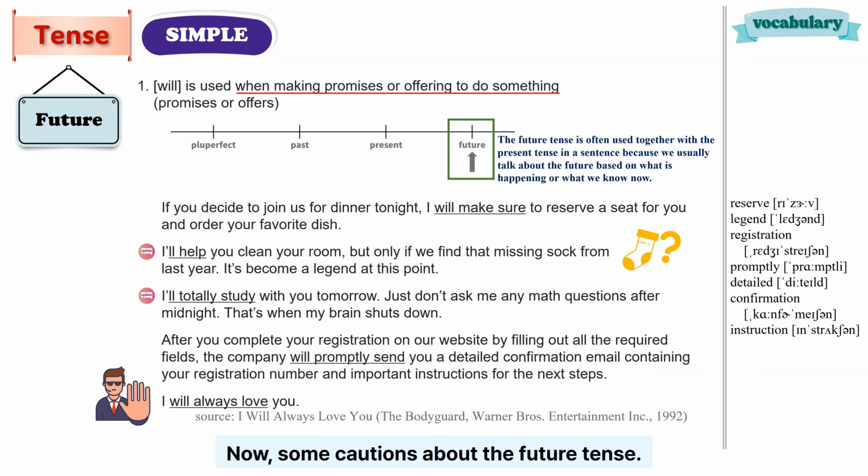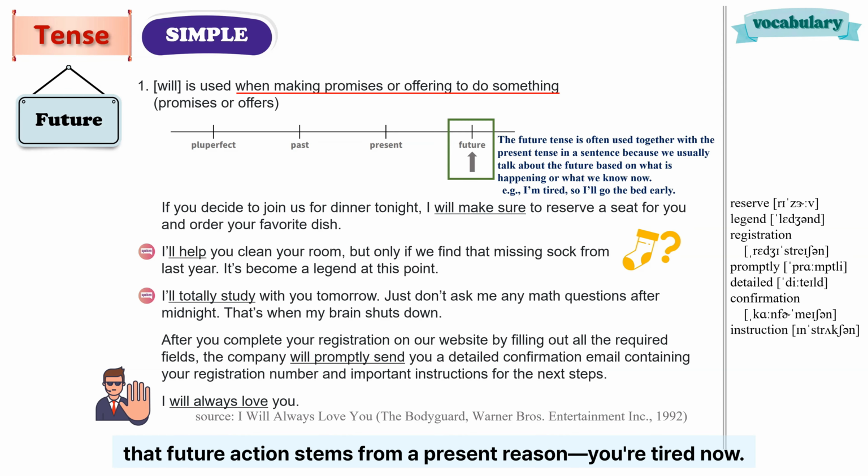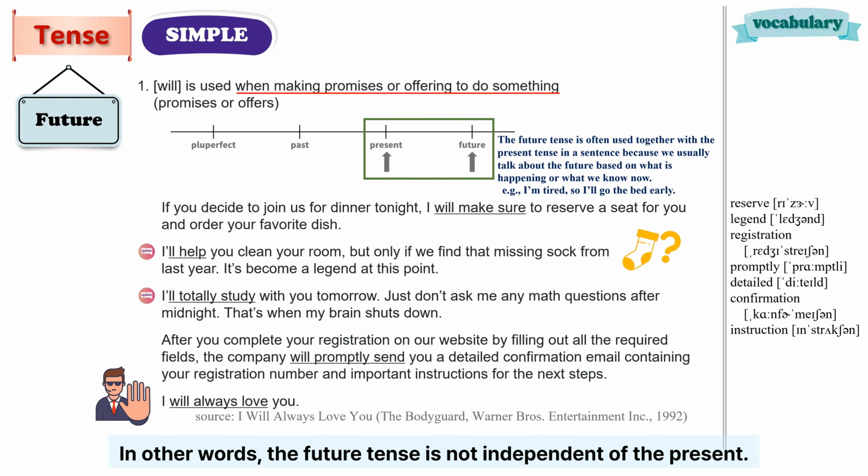Now some cautions about the future tense. The future tense is often used together with the present. That's because we usually talk about future events based on something happening or known in the present. For example, when you say, I'll go to bed now, that future action stems from a present reason: you're tired now. In other words, the future tense is not independent of the present.